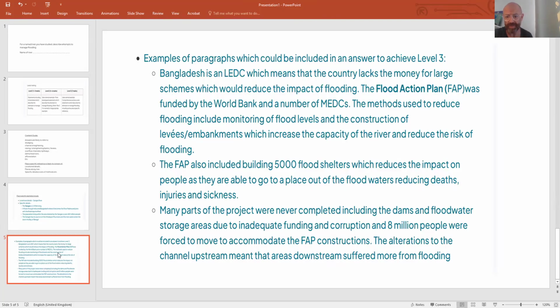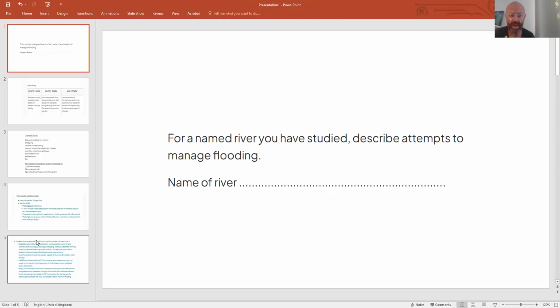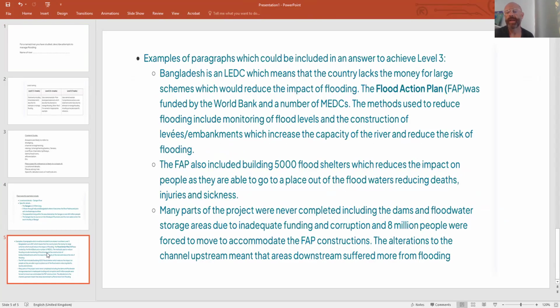And unfortunately, not all the flood alleviation program has worked, possibly due to corruption and mismanagement of money. So certain dams and floodwater storage areas, areas where they're allowing it to flood naturally, soft engineering, have not been fully developed. That's a real shame. Now there you go. You've got some good details of the river and some good details of how they've attempted to manage flooding, which shows pros and cons in a way.